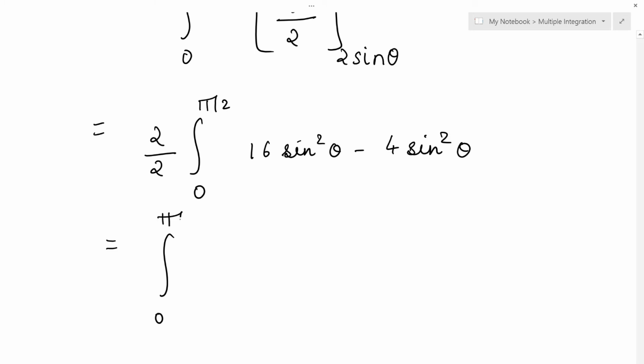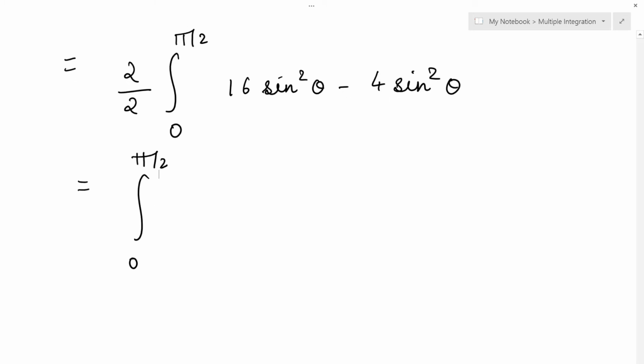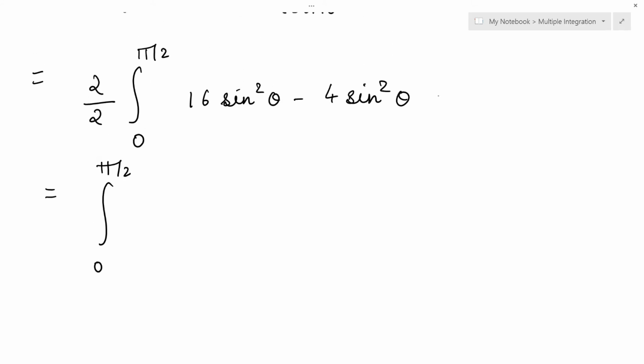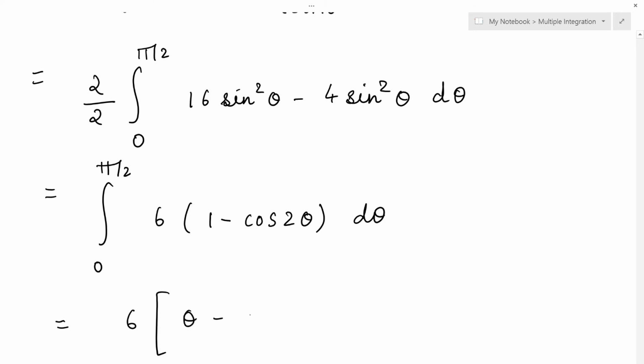Okay, so let's simplify this. This can be written as 6 into 1 minus cos 2 theta, correct? So after integrating 6 into theta minus sine 2 theta by 2, the limits of integration are 0 to pi by 2.